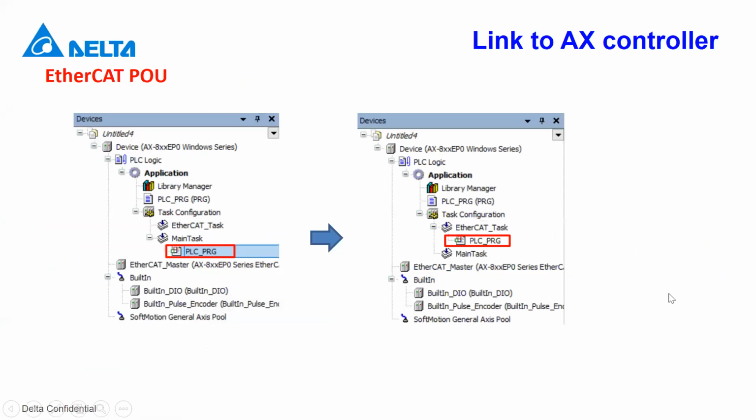Okay, then here is for the EtherCAT POU. As you already see, once we click create a new project, the PLC program will open. We will add automatically under main task. So if you want to add an EtherCAT POU, basically you just drag this one from main task to EtherCAT task. And remember the task priority I mentioned in the previous page.